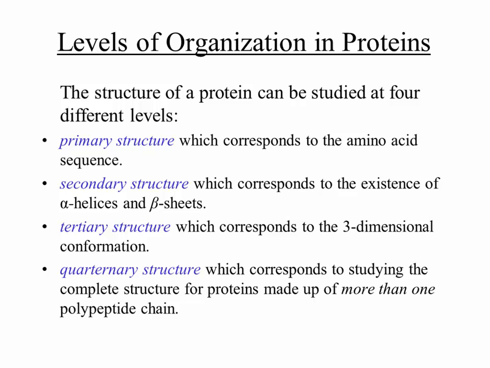Then the tertiary structure will correspond to the 3-dimensional conformation, because ultimately you have the alpha helix, you have the beta sheet, then you have all these side chains interacting with each other. But at the end of the day, it's the 3-dimensional conformation of the protein that is the most important, and the study of that 3-dimensional conformation corresponds to the tertiary structure. And the quaternary structure will correspond to studying the complete structure for proteins that are made up of more than one polypeptide chain. For example, hemoglobin is made up of 4 different polypeptide chains. So if you're going to study the structure of hemoglobin, that would involve looking at the quaternary structure. Any questions?